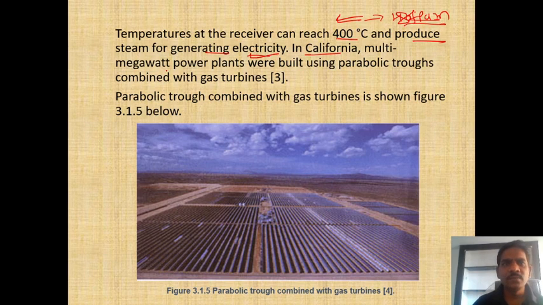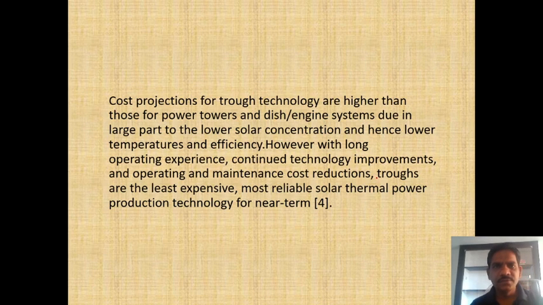So in California, multi-megawatt power plants were built using the parabolic trough combined with gas turbines. So parabolic trough combined with the gas turbine, as shown in the figure. If you look at these figures, okay. The cost projection for the trough technology is higher than those for power towers or dish engine systems due to the lower solar concentration and hence lower temperature and efficiency. However, with long operating experience, continued technology improvements and operating and maintenance cost reduction, troughs are the least expensive, most reliable solar thermal power production technology for the near term.